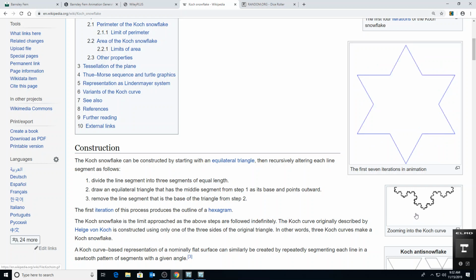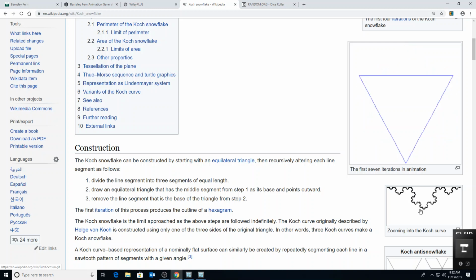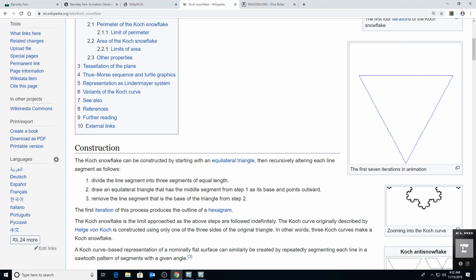This picture on Wikipedia is to show the infinite detail that a fractal has. As we zoom in, we see the same shape over and over, even as we zoom in. We're going to look at sketching another curve today. We're going to look at making the Sierpinski triangle.